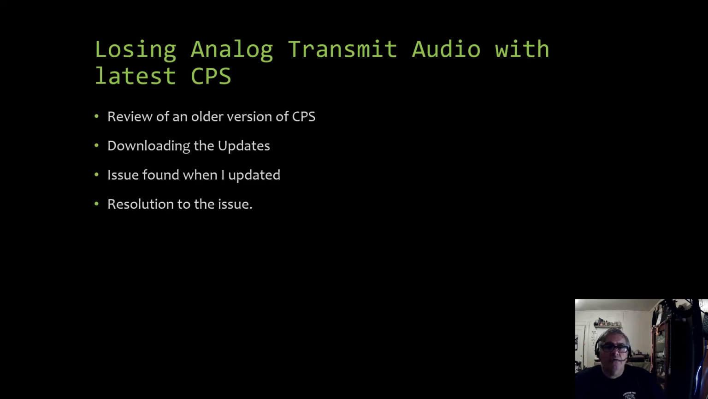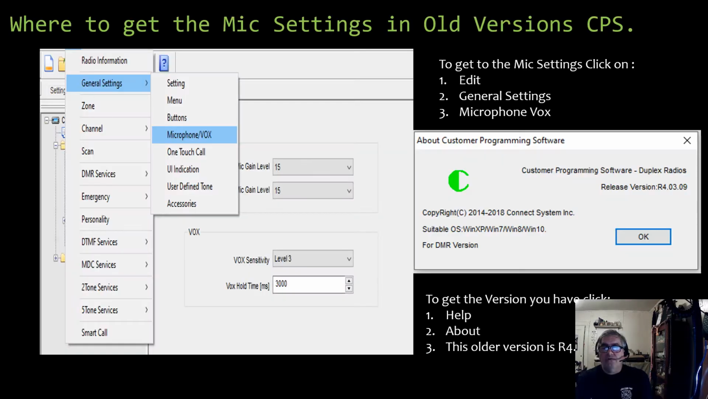Okay, we're going to review here an older version of the CS800D computer program software. We're going to show downloading the updates, the issue that I found, and then the resolution to it. This older version I was using is 4.03.09, at least on the desktop. I'm sorry for butchering it, but this is why I'm an amateur, not a professional. There might have been a slightly later version on my other laptop when I did all the last updates in the summer of 2020. That was the last time I updated it, so there have been a bunch of changes.